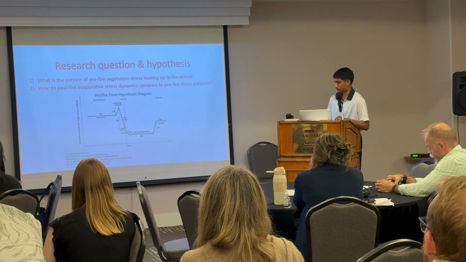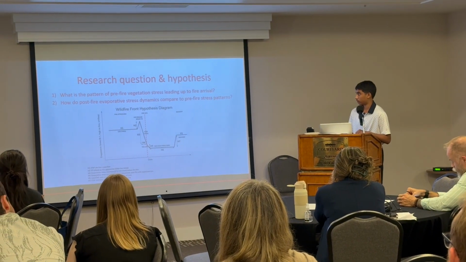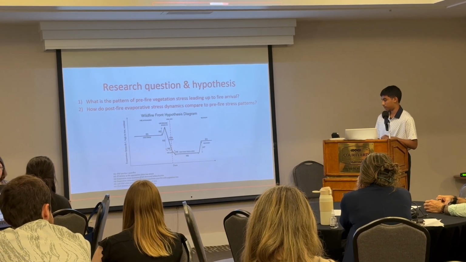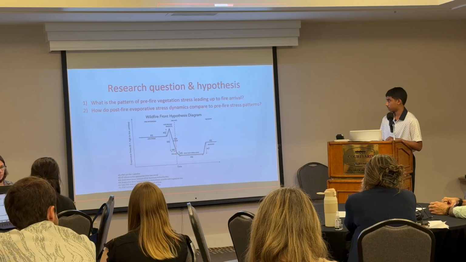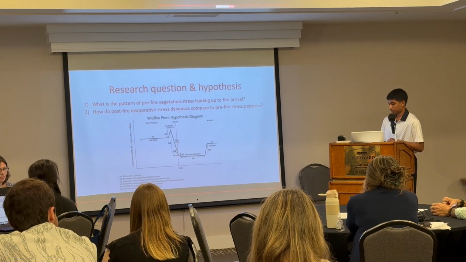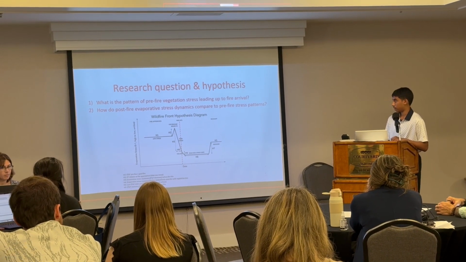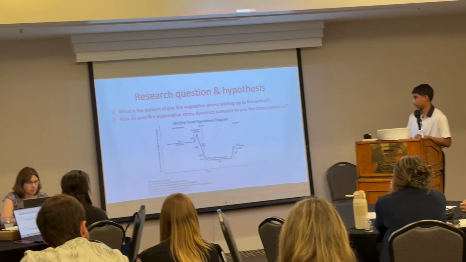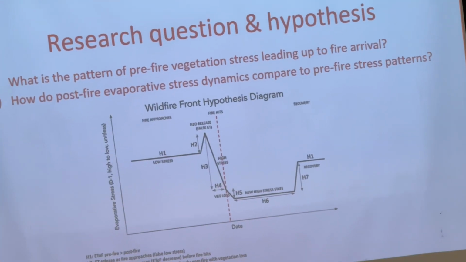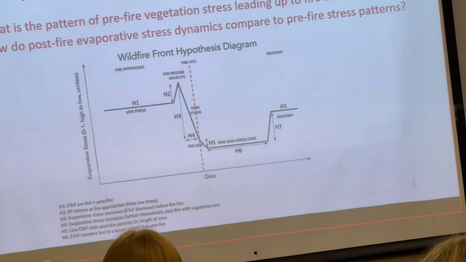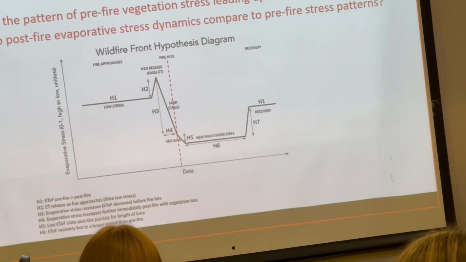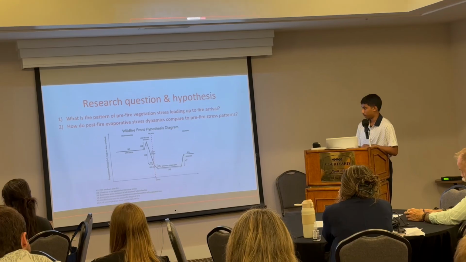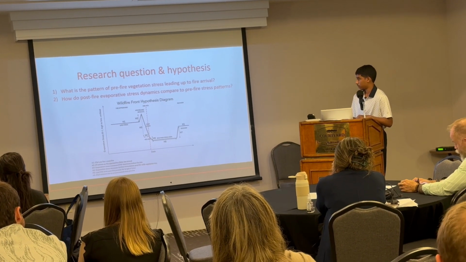In this project, we asked two main questions. What is the pattern of pre-fire vegetation stress and post-fire vegetation stress in the short term? Our hypothesis diagram represents our predicted ETof pattern. We predict that it starts at low stress. There's an ETof spike and drop immediately pre-fire, and then that high stress persists for a while until eventual recovery.